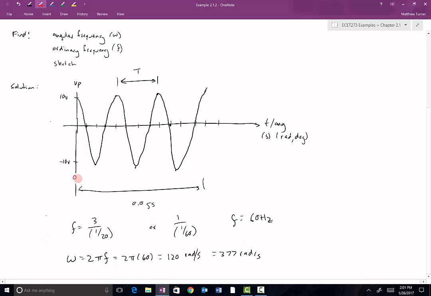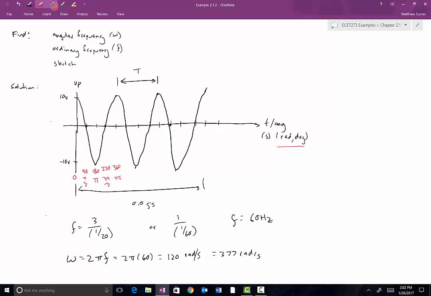We know that this is 0 degrees or 0 radians. This here is 90 degrees or pi over 2 radians. This is 180 degrees, or 2 pi over 2, which simplifies to pi radians. This is going to be 270 degrees, which is 3 pi over 2 radians. And then this is going to be 360 degrees, which is just 4 pi over 2, or 2 pi radians. And that would continue on and on. And so that satisfies that requirement right there.